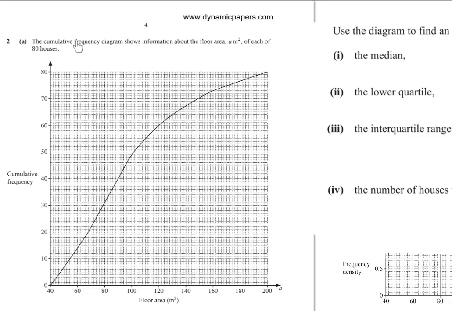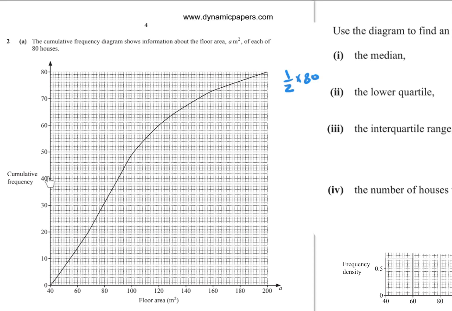2a. The cumulative frequency diagram shows information about the floor area A of each of 80 houses. Use the diagram to find an estimate for the median. To find the median, we need to find the order for the median, 1 over 2 times the total frequency, which is 80. 1 over 2 times 80 equals 40.